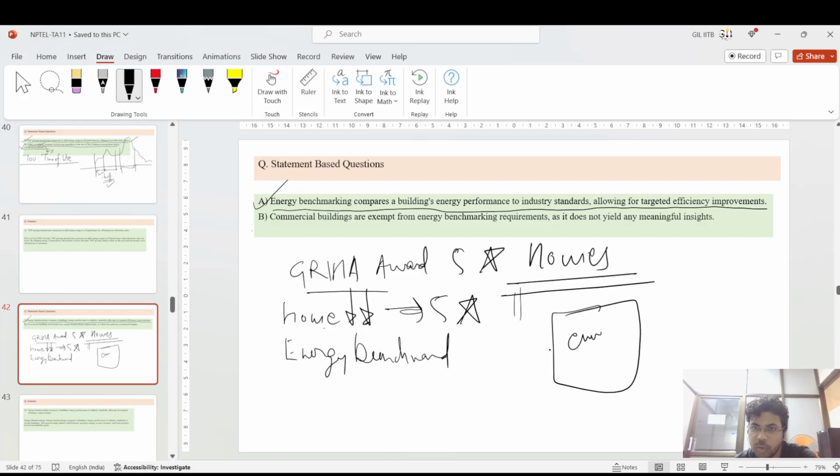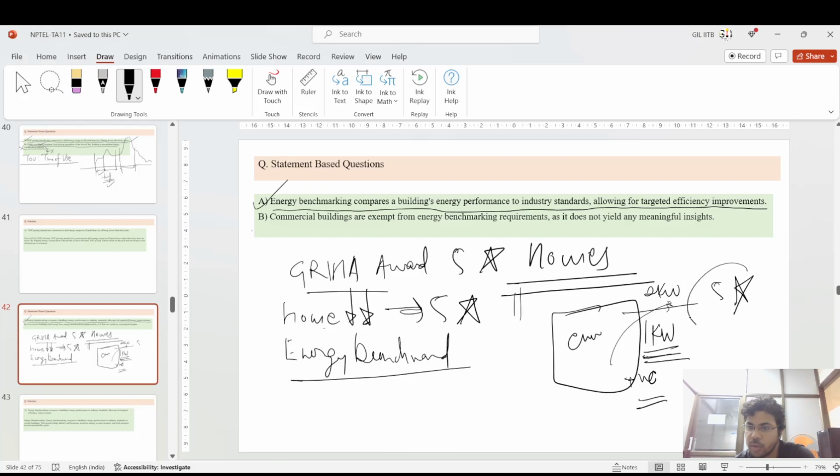Energy benchmarking is done to compare any building's energy performance against an industrial standard. Suppose this house consumes only 1 kilowatt, and with its capacity it can also send power to the grid. In that situation, it is net positive. It is consuming 1 kilowatt but sending 2 kilowatt, which means it is a net power sending system. So they can assign stars based on that. This is a kind of benchmark.